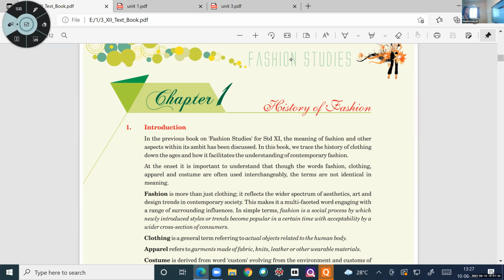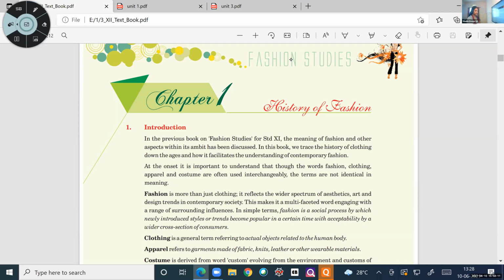So what all topics did we discuss in the beginning? In the beginning of the chapter, we discussed three terms. Which are those three terms? Fashion, apparel. We discussed what is fashion, what is apparel, what is costume, what is the difference between apparel and costume. What is a trend, what is a style, right? There is a minute difference between all the terms or terminologies, and that minute difference can steal your marks.